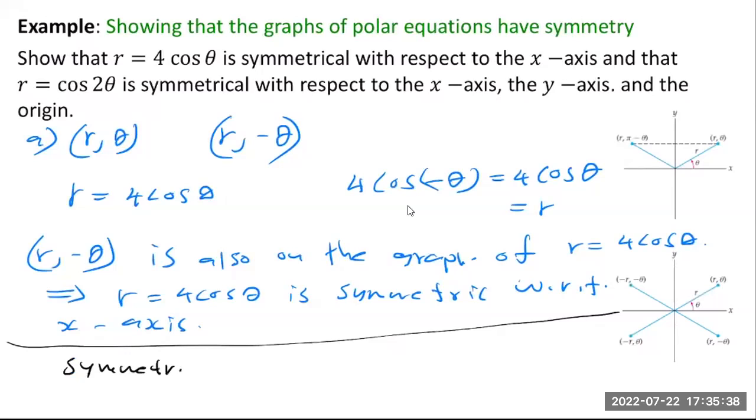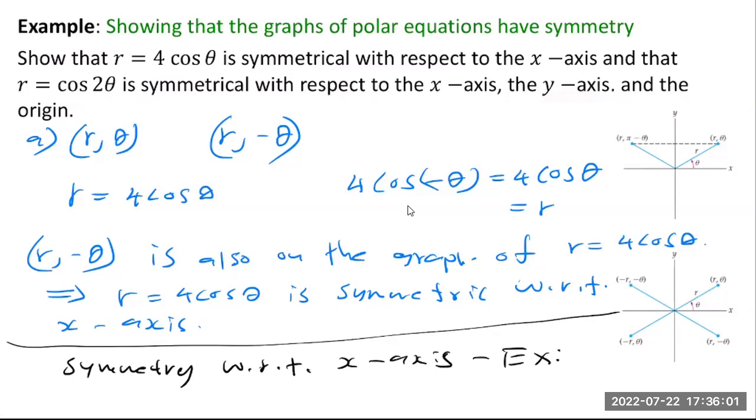Symmetry with respect to the x-axis is an exercise. I'll do the second part. Okay, in the second part we need to show that it is symmetric with respect to the y-axis.